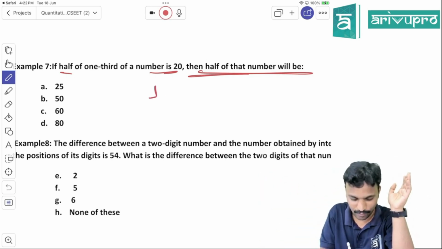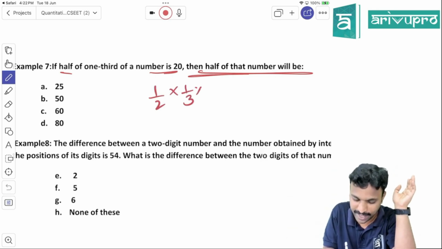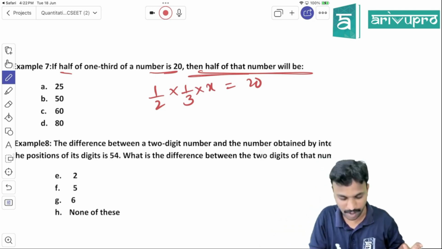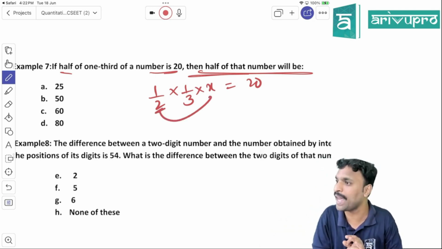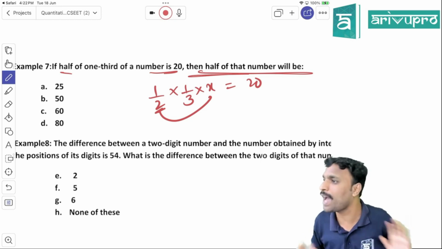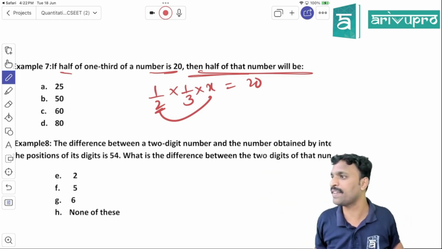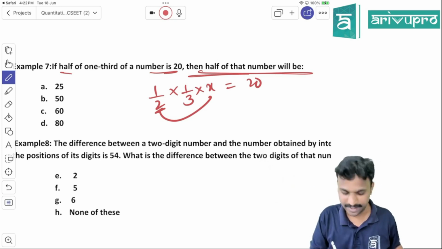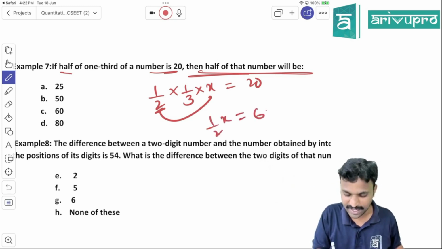Keep, see, 1/2 into 1/3 into x is equal to 20. You want what? Half of the number. Would you disturb this 1/2 into x? No. 1/2 into x is only half of the number. What would you send to the other side? 1/3. 1/3 becomes 3. 3 20s are 60. So half of the number is 60.